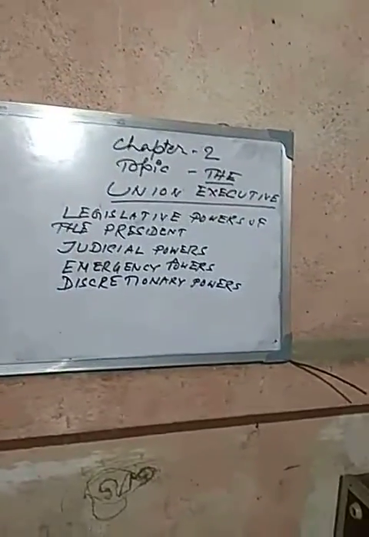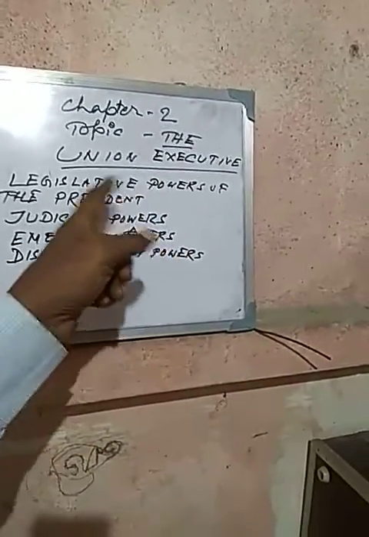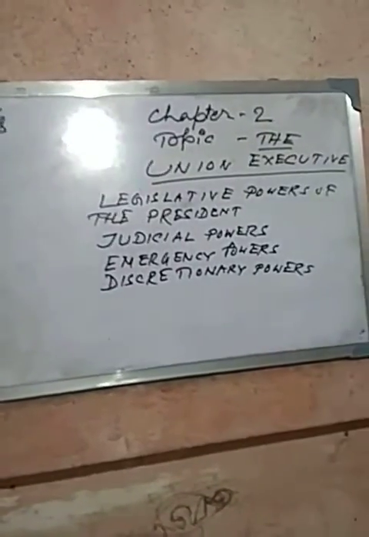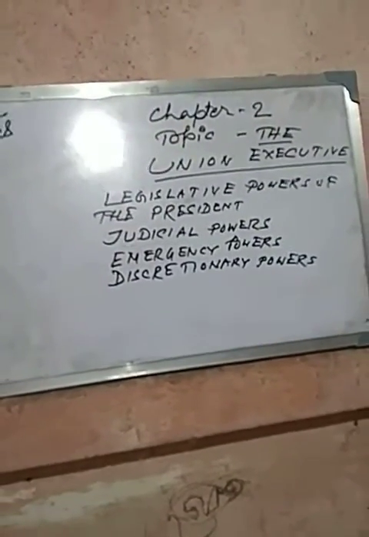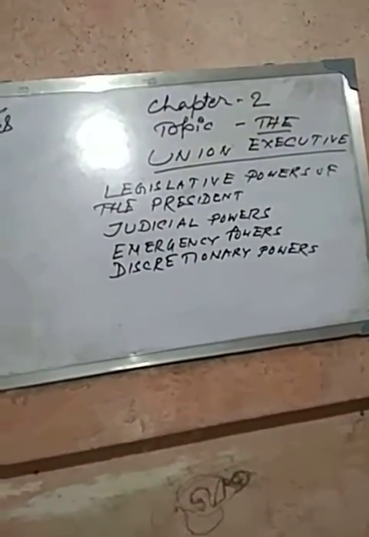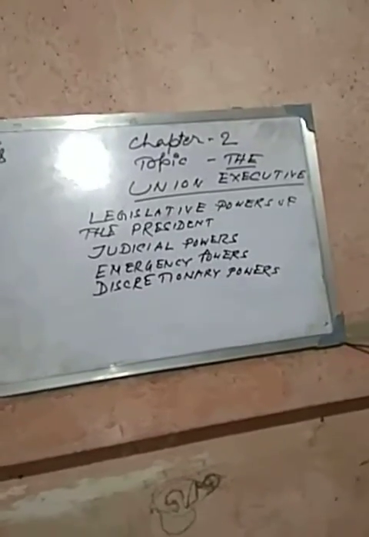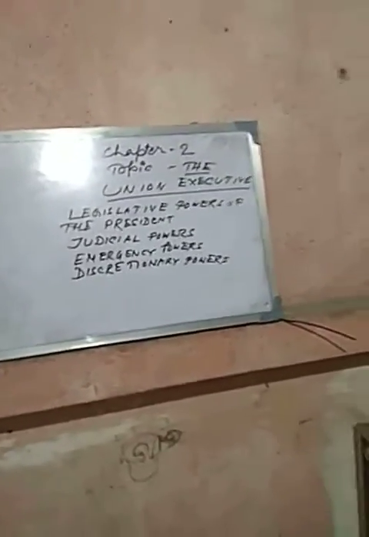Today's topic, chapter number 2. Chapter 2 topic is the Union Executive. Points are legislative powers of the President, judicial powers, emergency powers, discretionary powers. So these are the powers of the President I am going to teach you.